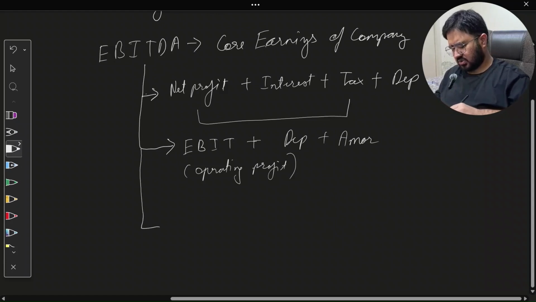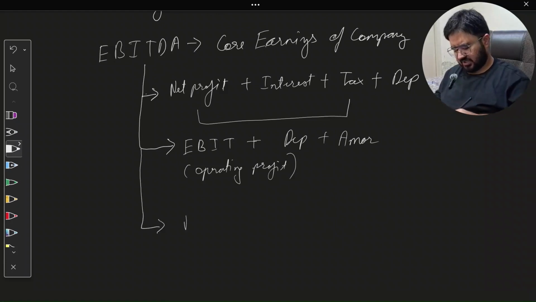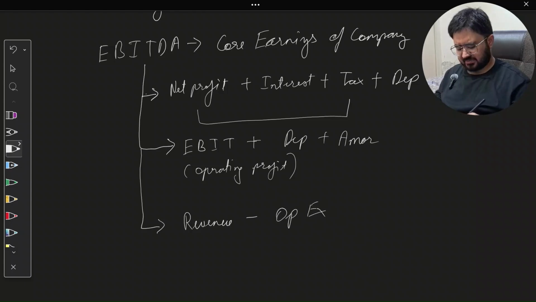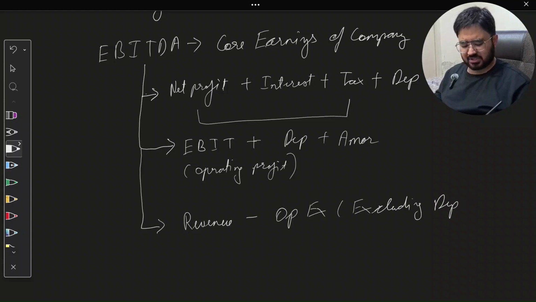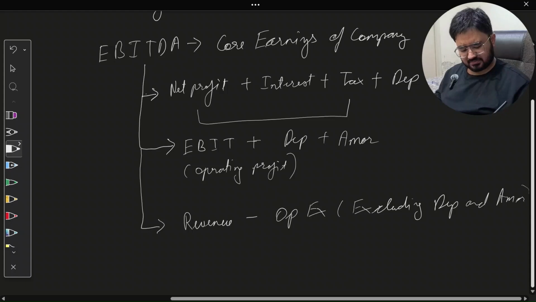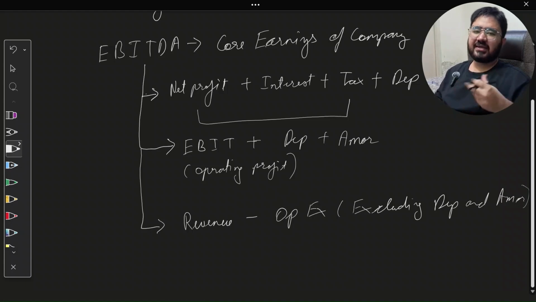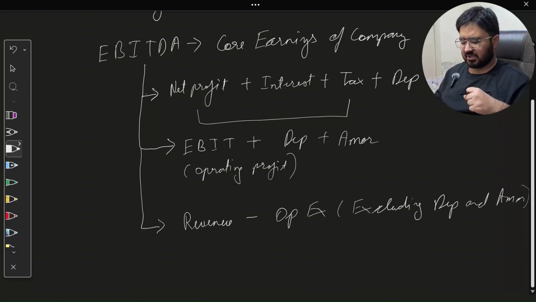Now, another way to calculate it is revenue minus operating expenses. Of course, please excluding depreciation and amortization. Okay, that is how you calculate it. So let's take a real example and I will show you how it is done.